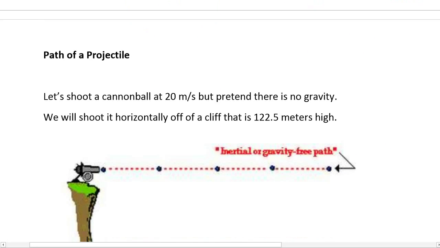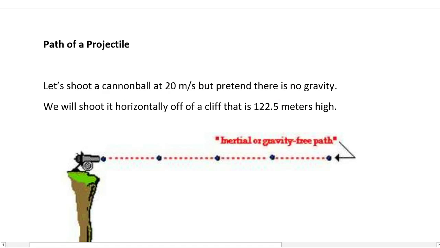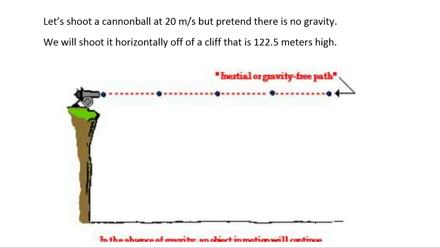Well, let's consider the path of a projectile. Let's shoot a cannonball at 20 meters per second, but pretend there's no gravity. So we're going to get a gravity-free cannonball. They're very expensive. We will shoot it horizontally off a cliff that is 122.5 meters high. Here's the path. This will be t equals 0, here will be t equals 1. By the way, how far has it moved? If you said 20 meters, you are right. And here we go, t equals 2 seconds, then 3 and 4 seconds. By the time 4 seconds rolls around, it's gone 80 meters.